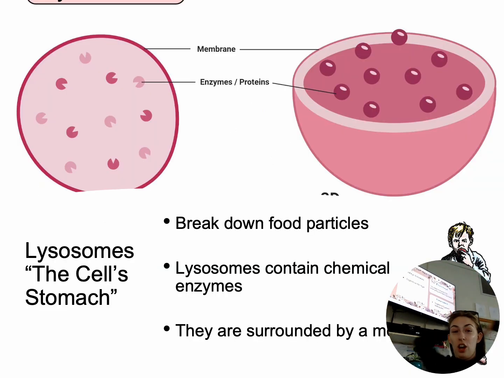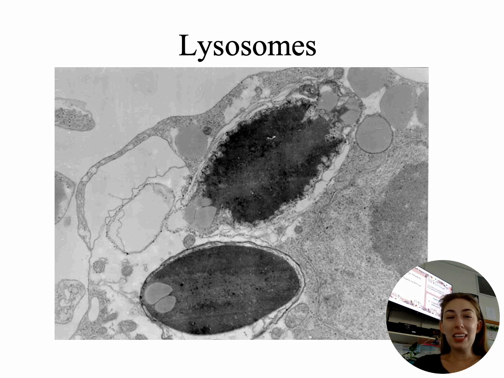So the lysosome is known as the cell's stomach. It's going to break down food particles. Just like your stomach when you take in food, it's going to break things down. Our lysosomes contain chemical enzymes. You should remember enzymes from our digestive system. Those enzymes can do things like breaking down proteins and lipids, as well as carbohydrates. And they're going to be surrounded by a membrane. That membrane gives it that structure. This right here is a picture of those lysosomes.